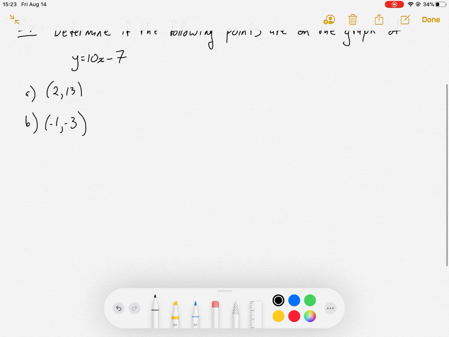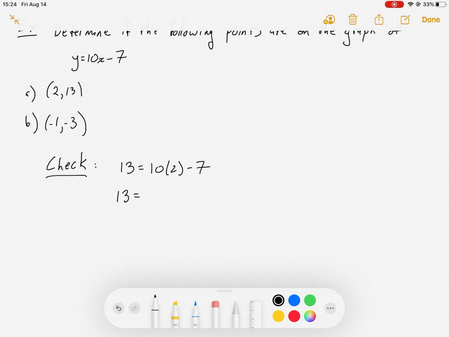So in order to check, what we would do is just plug those in. So I'm going to plug 13 in for y, and I'm going to plug 2 in for x, which means I'm really double checking 10 times 2 is 20. 20 minus 7 is definitely 13, so that works.